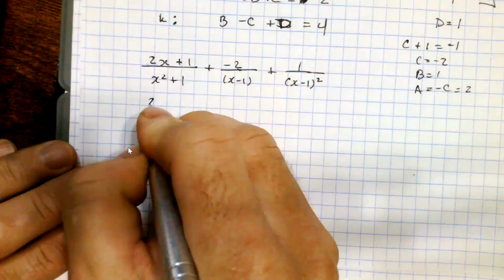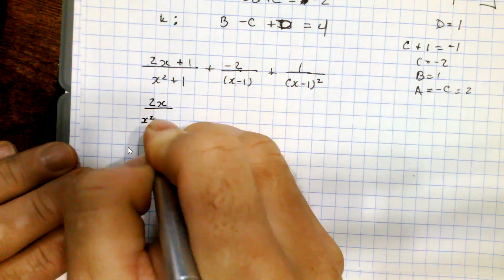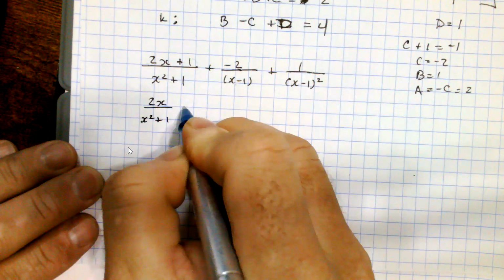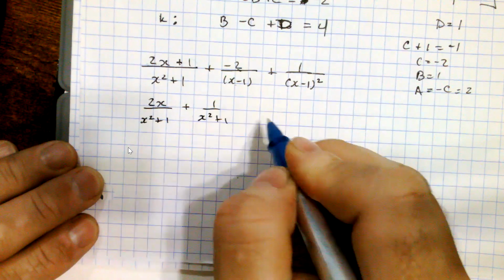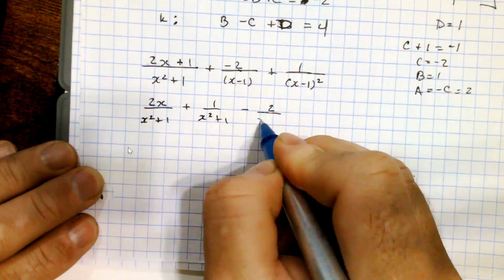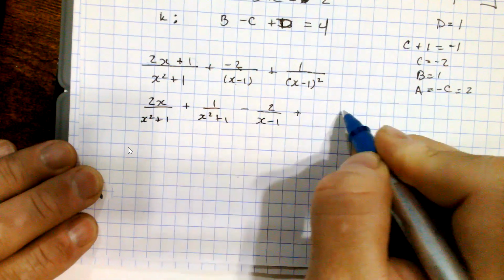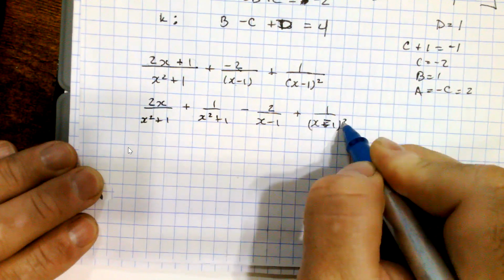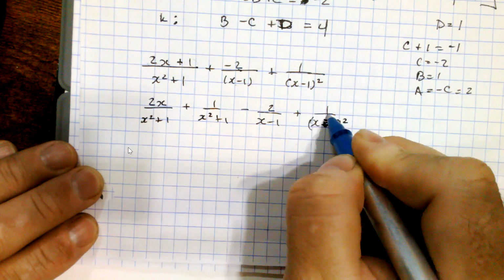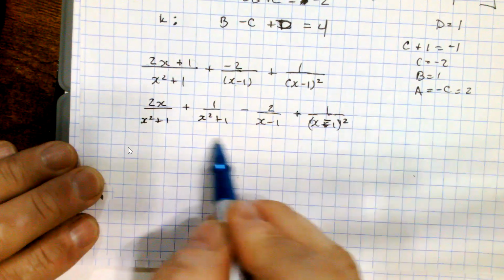All right, so what I was saying is 2x over x squared plus 1 plus 1 over x squared plus 1. So that's the splitting up I was referring to, minus 2 over x minus 1 plus 1 over x minus 1 quantity squared. Okay, so those are the terms.